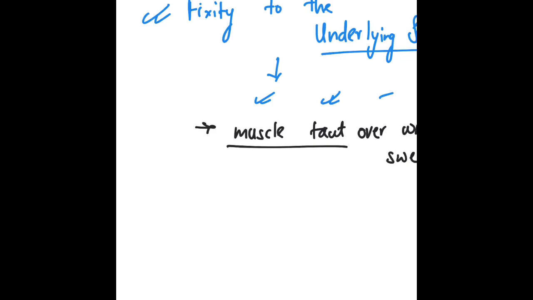And how do you do that? You do that by asking the person to perform the action which is caused by the muscle against resistance. Like if the swelling is over biceps, you will ask the patient to flex against resistance. This will make the biceps taut. Okay, and now what you have to see.